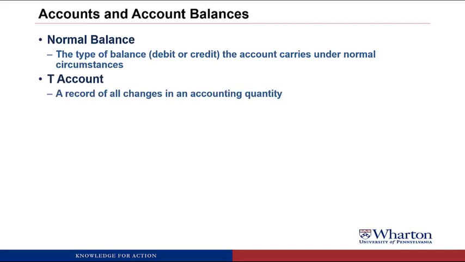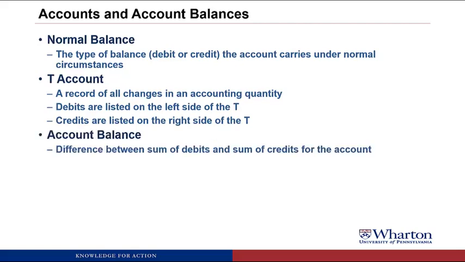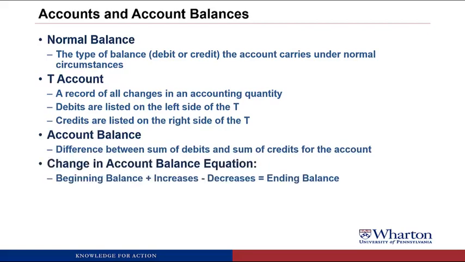We're going to represent accounts in something called a T account, which is going to show all of the changes in the account value. We're going to put debits on the left side of the T and credits on the right side of the T, because debit means left and credit means right. The difference between the sum of the debits and the sum of the credits at any point in time will give us a balance for the account. And then the change in account balance equation is the one we saw before. Beginning balance in account plus increases minus decreases has to equal the ending balance, where we're going to use debits and credits to stand in for the increases and decreases.